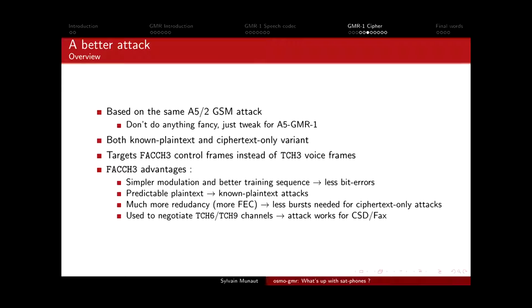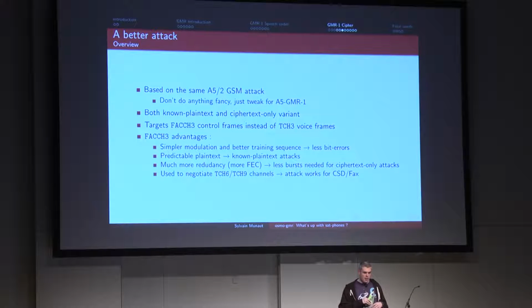But we really didn't do anything fancy. We just used it exactly as they said in the original paper, and we just did the necessary tweak for A5-GMR-1, which is changing the matrix and the length of the vectors and that kind of stuff. Really nothing fancy. We also decided to attack a different type of channel, and this is probably what makes the most difference: we decided to target FACCH3 control frames instead of the TCH3 voice frames.